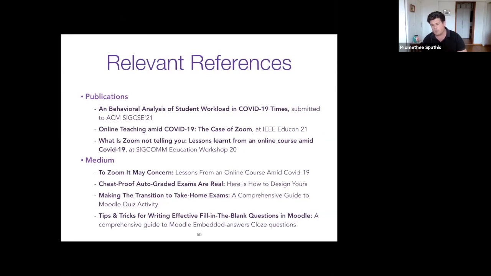Here are some references you may read on the subject. I also try to do some tutorials on Medium explaining how to do it, because I know the Moodle documentation is a little complicated sometimes. I have a few articles about that, and there are a couple of papers you can read. The latest one is from Educon 2021, which was strictly related to Zoom, and we have one that was just submitted a few weeks ago to CSE.